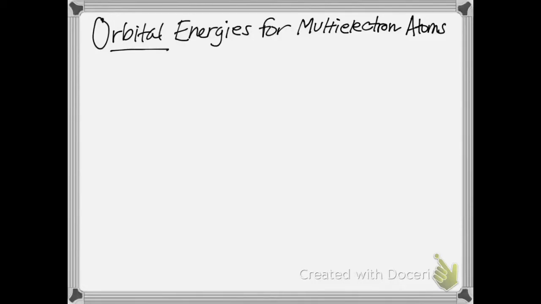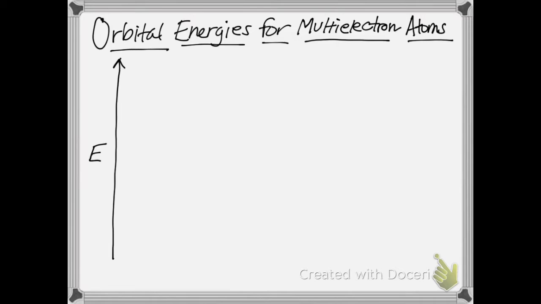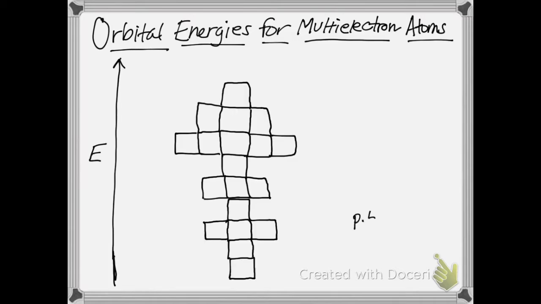In this short video lecture, we will be looking at the orbital energies for multi-electron atoms. We will be looking at how the periodic table can help us determine the energy level order. So I'm going to quickly sketch out the skyscraper model of the orbitals found on page 53 of your textbook.